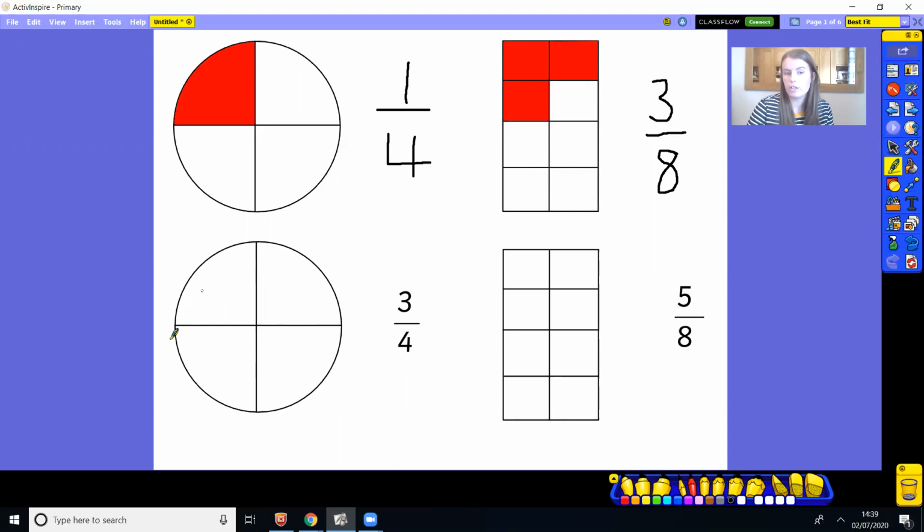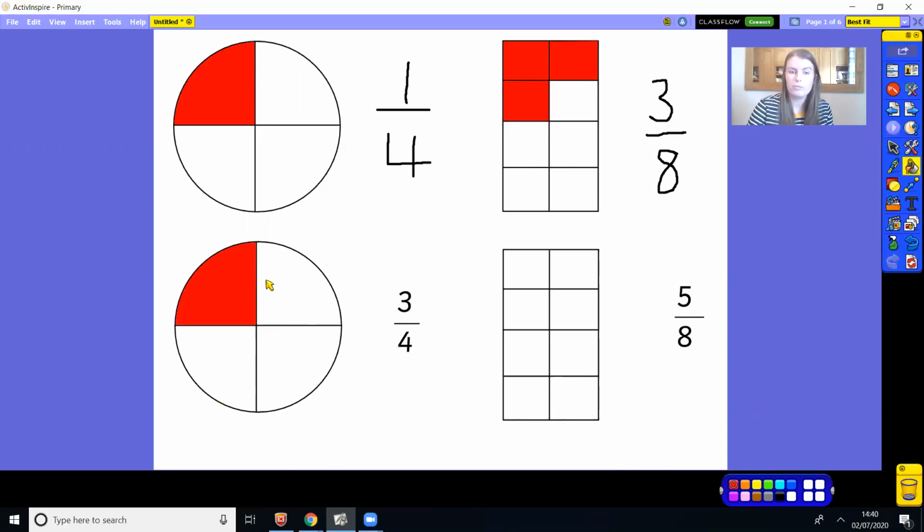With these ones, we're going to colour in the shape to represent the fraction. Now, if you have a paper pack, this is what you will be doing on Monday. So this time we have 4 pieces all together. We know that because that's our denominator, but we need to colour 3 pieces in. 1, 2, 3. So that represents 3/4.